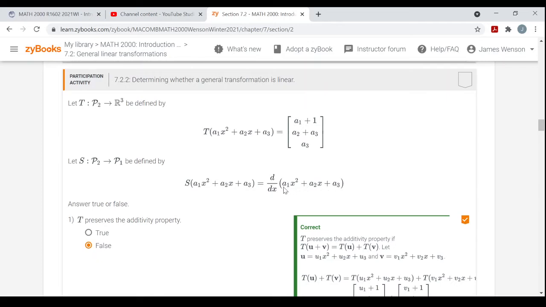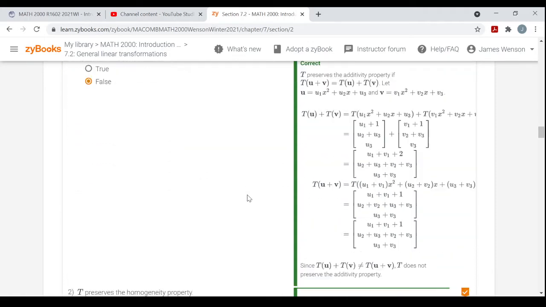Now, you could also write this output here. You know what the derivative of a quadratic polynomial is. This would be 2a1 times x plus a2. You could just write that as the output and see if it's linear. And I'll tell you right now it is. You can figure it out on your own as well.